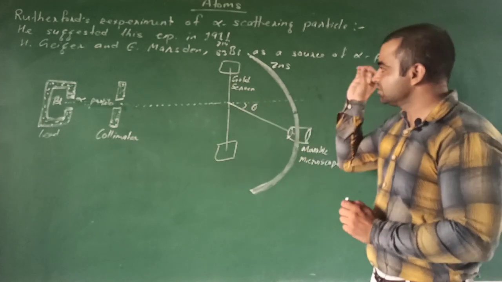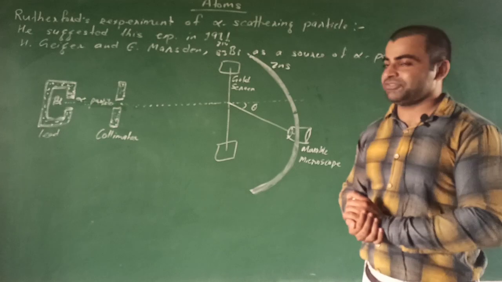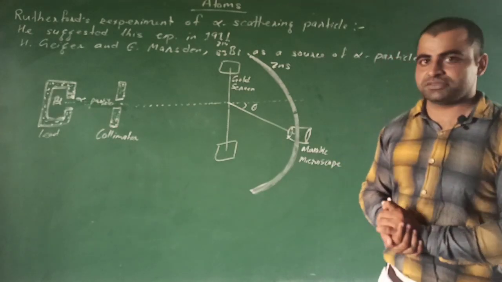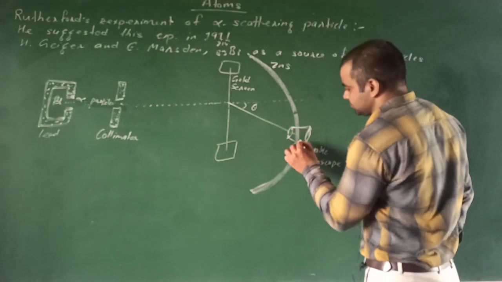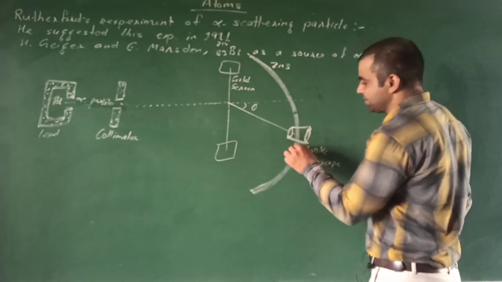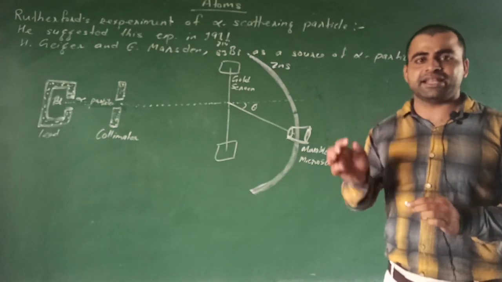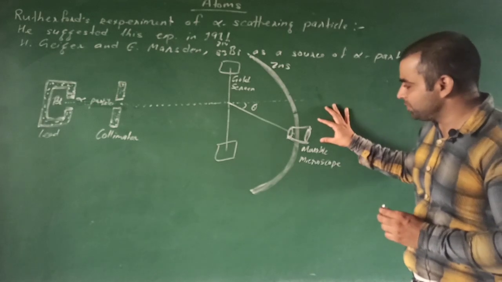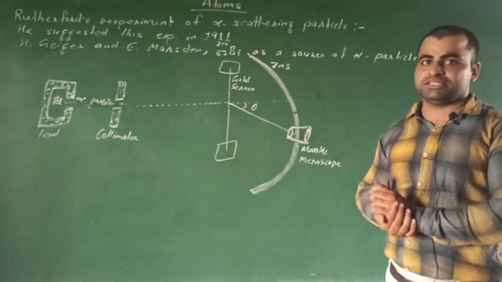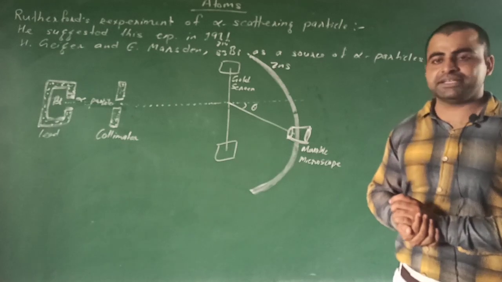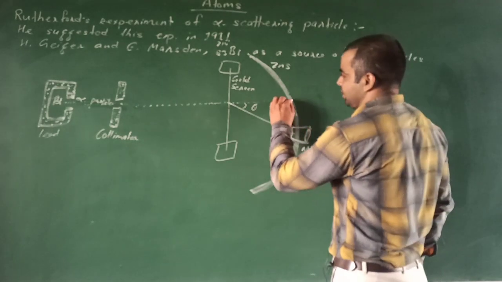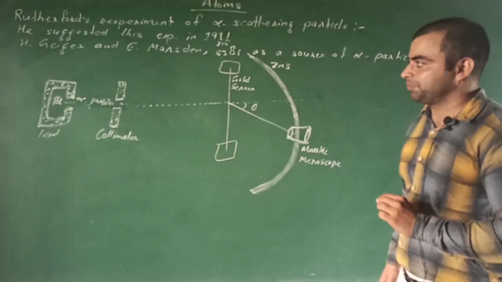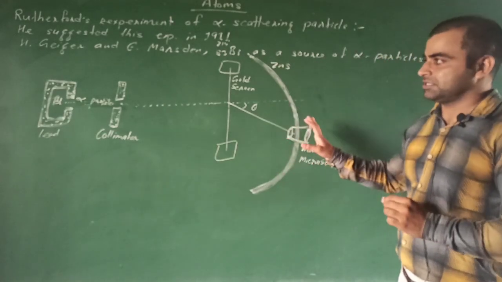When alpha particles strike this zinc sulfide screen, it brightens. The brightness is too low to be seen with the naked eye, so a movable microscope is fixed to see that sparkling effect, that lightning effect. So the lightning effect can be seen with the help of this microscope. This was the whole apparatus.